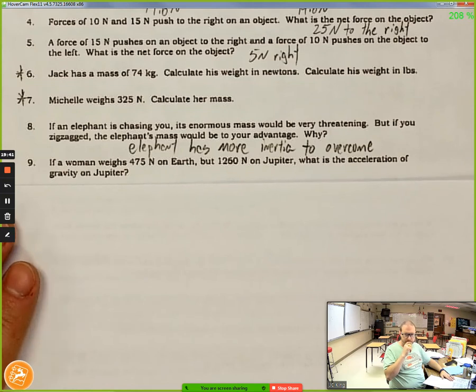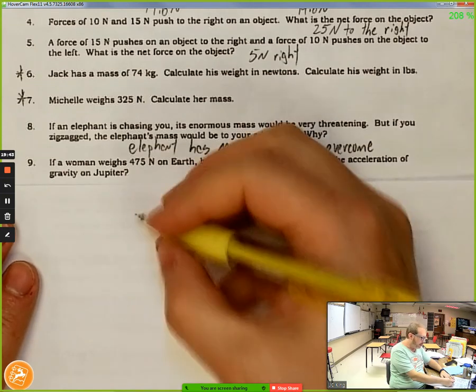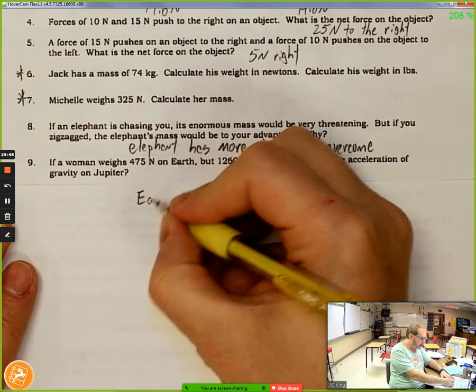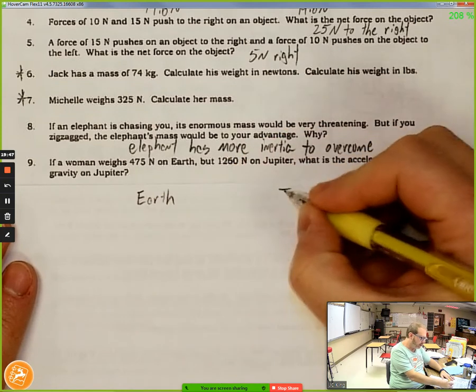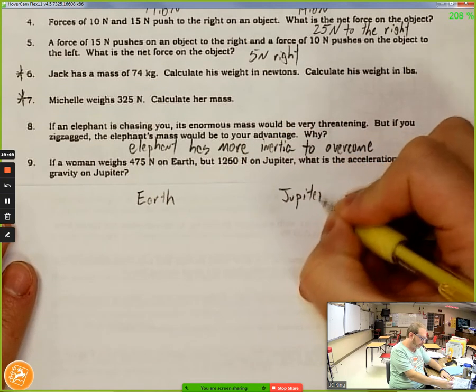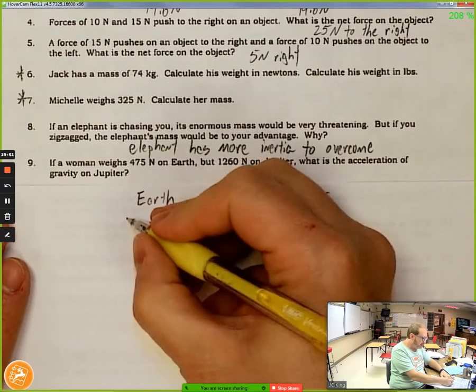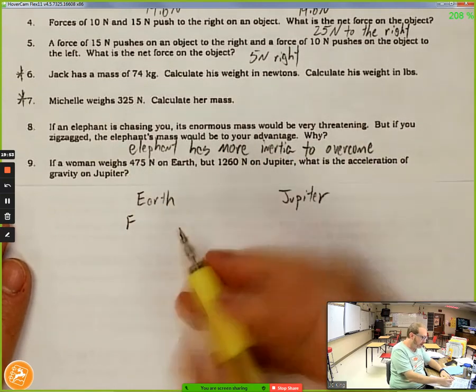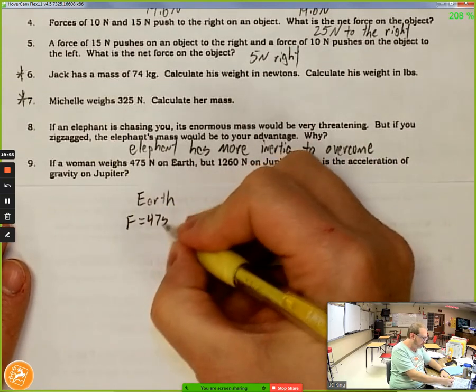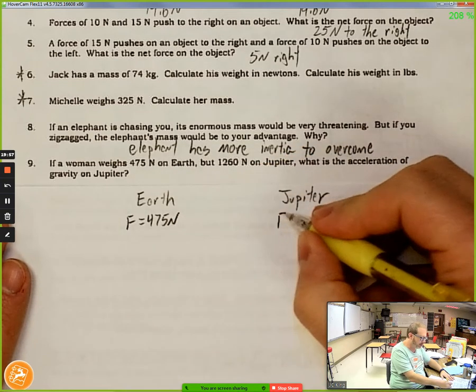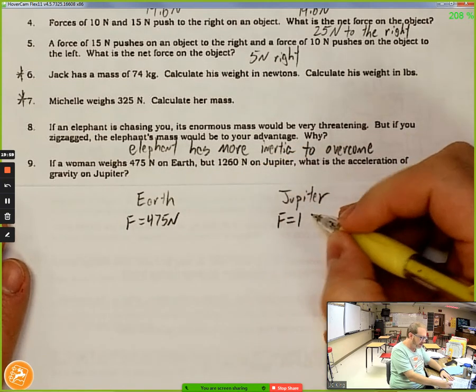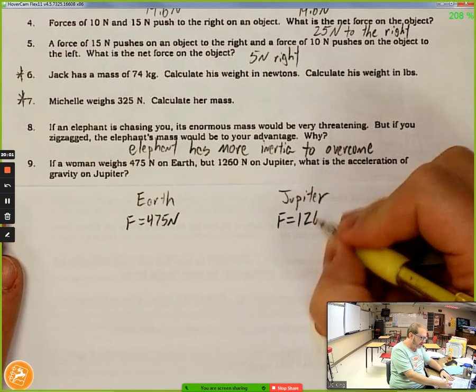So let's talk about what we know, and I'm going to make myself just a little chart here, Earth and Jupiter. So we know that the force on Earth is 475 newtons. We know the force on Jupiter is 1,260 newtons.